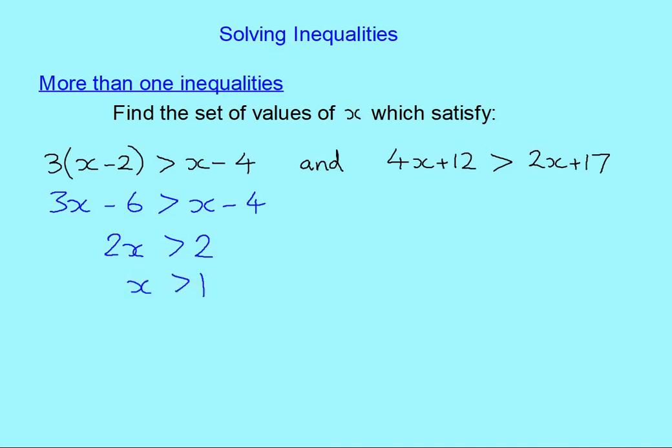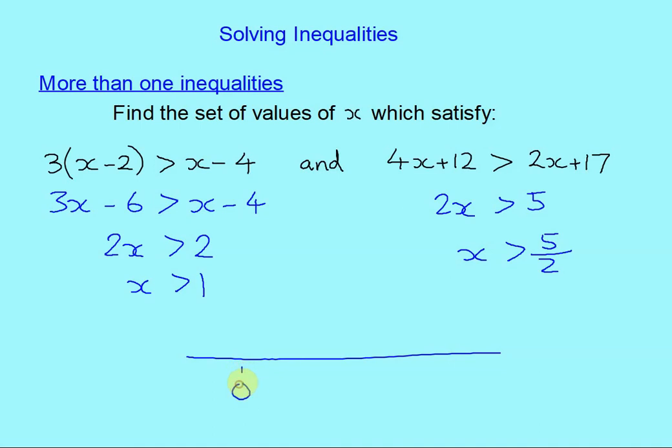If we do the one on the right, there's the most x's on the left, so let's collect them there. Number term needs to go, and I end up with this. So what does this look like on a number line? So I've got, put 0, 1, 2, and 3. So x has to be greater than 1.